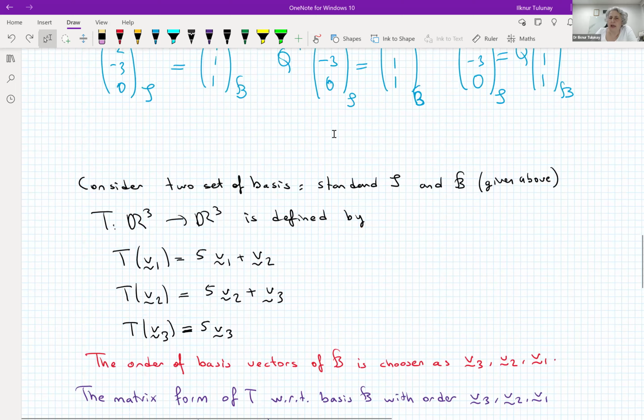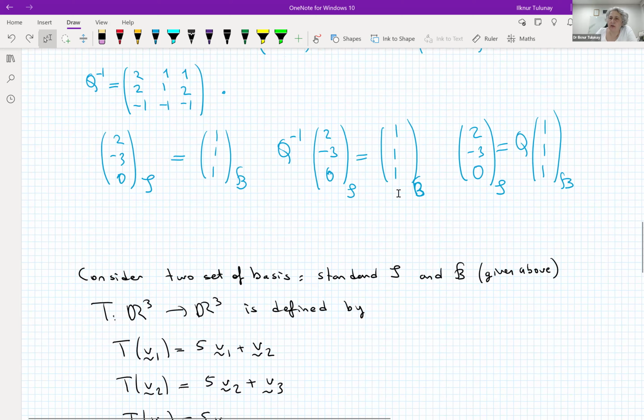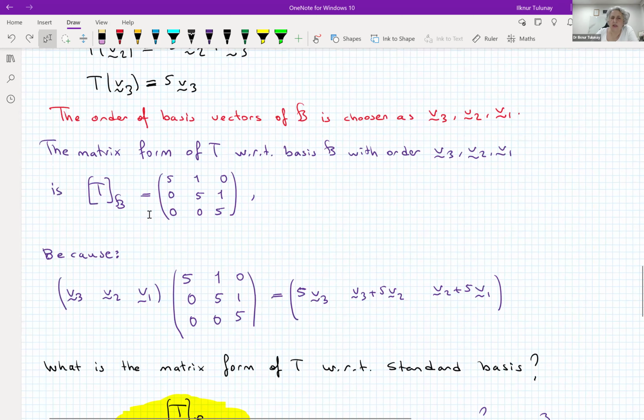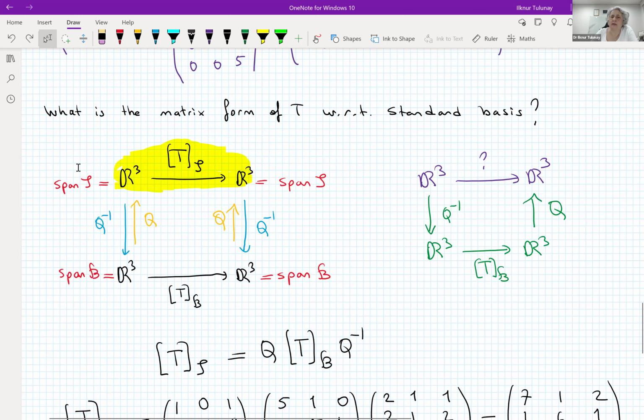If I multiply a vector with the Q inverse from the left, I will obtain the coordinate vector with respect to the B. Right? If I multiply the vector given as the coordinate vector in B by Q, then I will obtain the coordinate vector with respect to S. So Q moves from the basis B to S, right? So this is what I'm saying here. Multiplication by Q, I am moving from the basis B to the basis S.